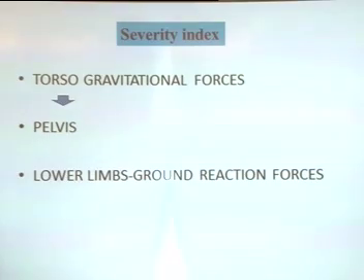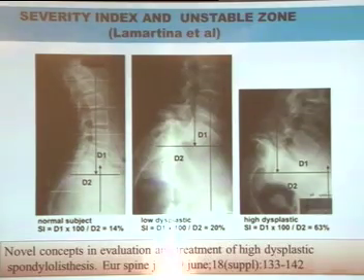So there is a new concept called the severity index, and that's how you decide whether this is a high grade listhesis. Second, whether you want to include L4 in your surgery or not. Basically, there are two types of forces: the gravitational force passing in front of the sacrum, and the ground reaction force passing through the head of the femur. Normally, if you draw lines on the lateral X-ray, both lines coincide with each other, with very little difference. You draw a line from the L5 vertebra, and a vertical line from the center of the head of the femur.